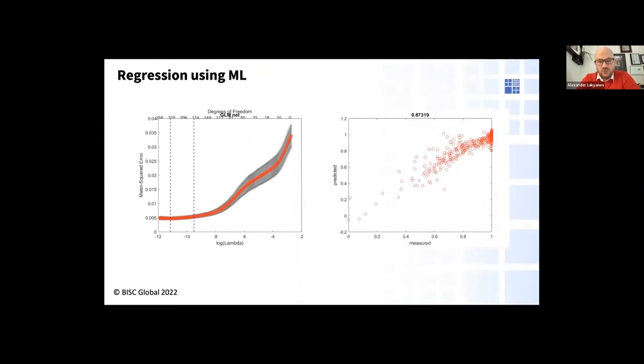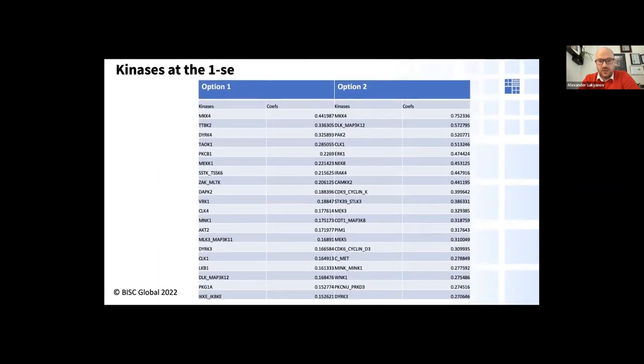And I wanted to show, first of all, how good your prediction is, which is not bad. And secondly, if you perturb, for example, the ATP concentration, you could have a slightly different kinase list, which impacts your phenotype of interest, in that case, for example, the healing rate of wounds.